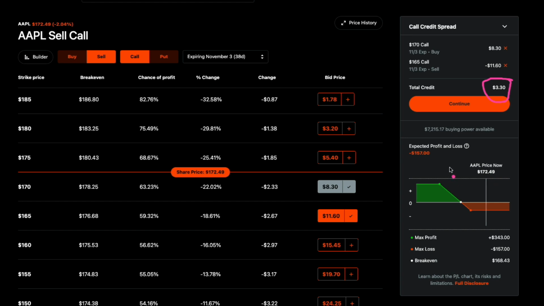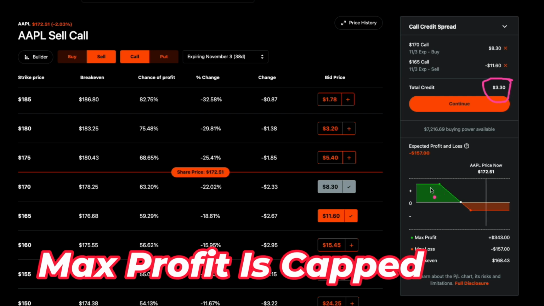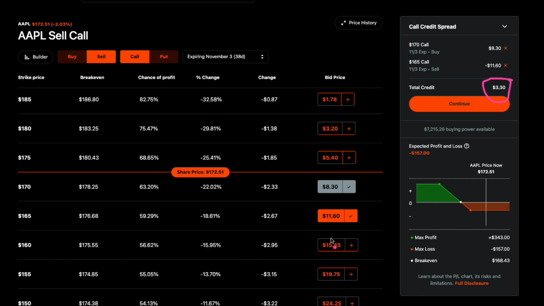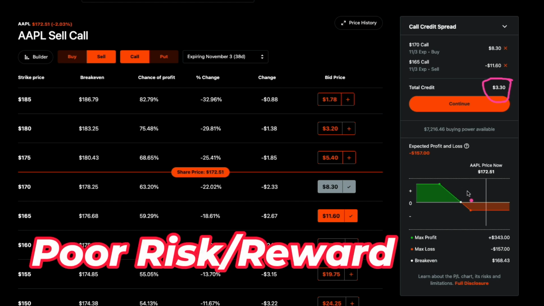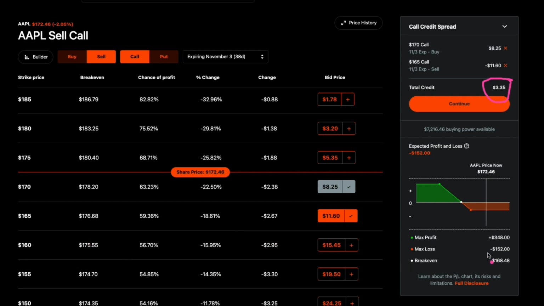However, there are two things that I don't like about this. One thing is your max profit, which is the credit that you get, is getting capped. So even if Apple drops below 165, you are not going to get more than this profit. The second thing is the risk to reward ratio. That is also poor, because your max profit is capped, and if you consider the loss and the profit, the ratio is not good.